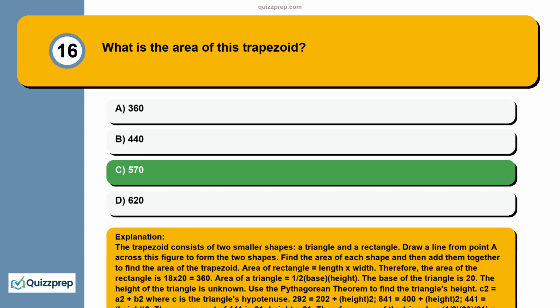29 squared equals 20 squared plus height squared, so 841 equals 400 plus height squared, and 441 equals height squared. The square root of 441 is 21, so height equals 21. Therefore, the area of the triangle equals 1/2 times 20 times 21 equals 210. The total area of the trapezoid equals 360 plus 210 equals 570.